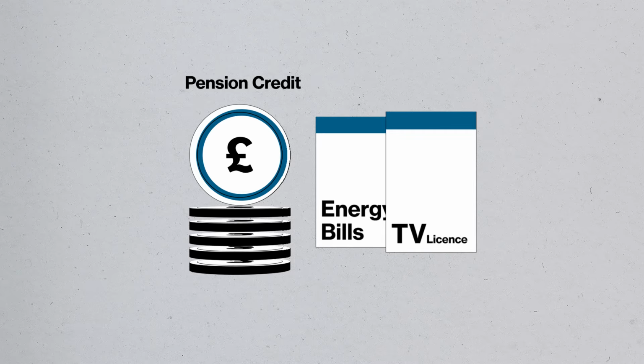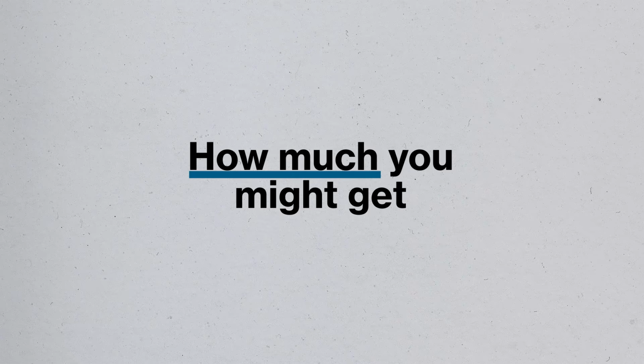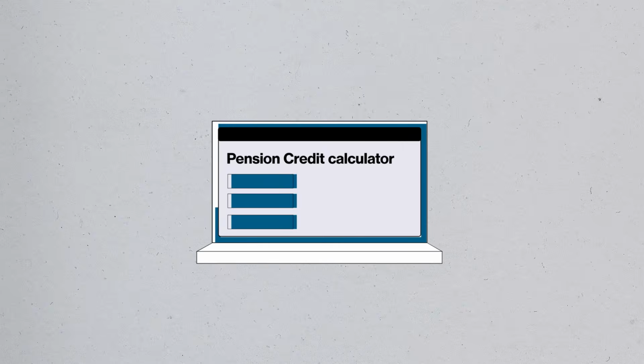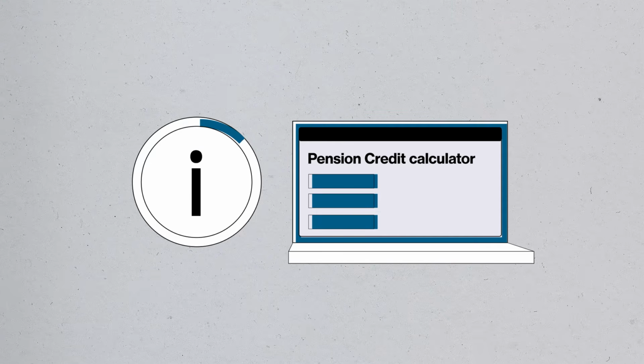You may now want to know how much you might get. This video will give you a step-by-step walkthrough of how to use the online pension credit calculator, which works out if you are eligible and gives you an estimate of what you could be entitled to.